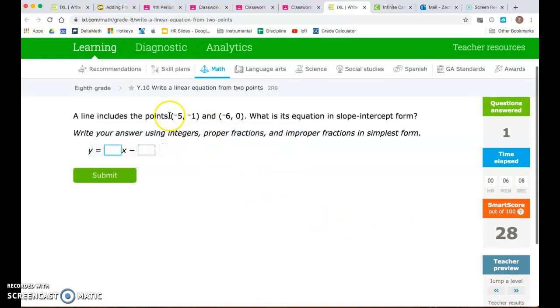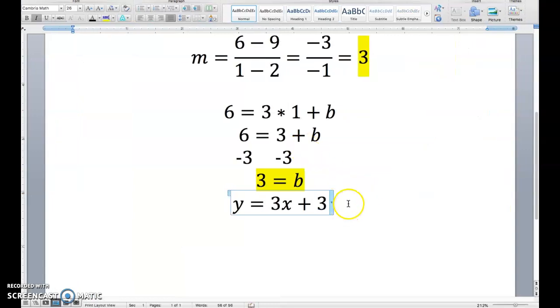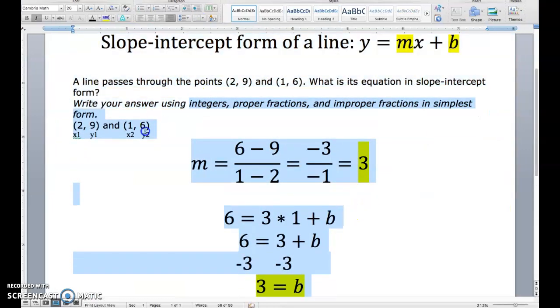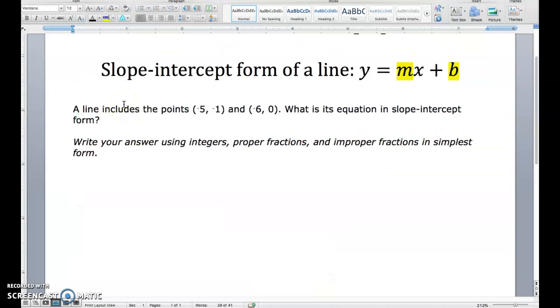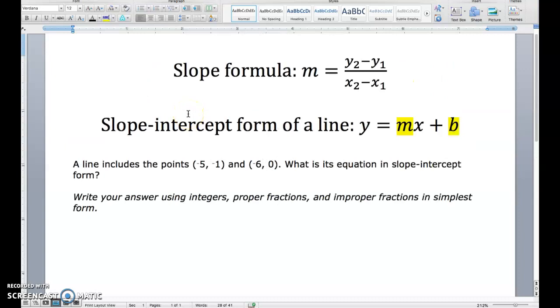All right, I'm going to skip to a slightly harder problem. Yep, this is a harder problem because it's got some negatives in it. Let me copy this problem and put it on my scratch paper. It's the same process as before. I need to fill in this equation, replace m with a number, and replace b with a number. So that's what I am going to do.